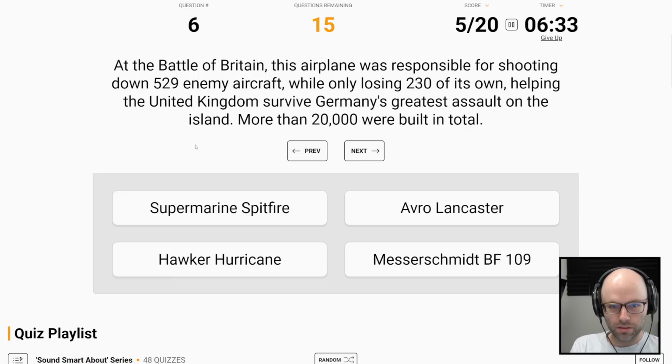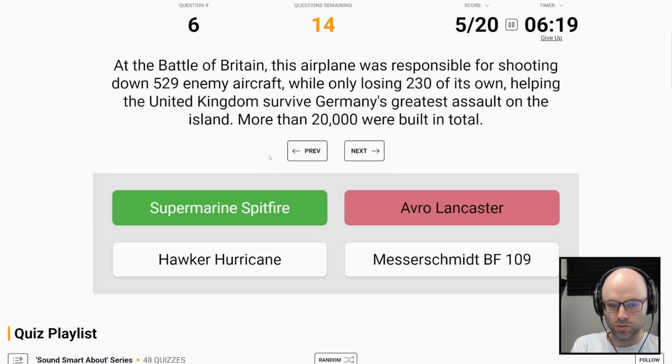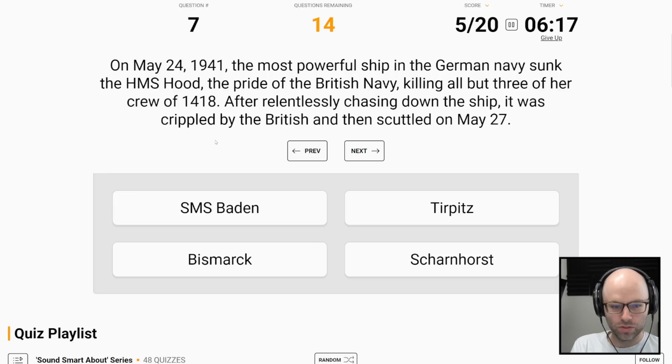This airplane was responsible for shooting down 529 enemy aircraft while only losing 230 of its own. Let's call it the Lancaster. It's the Spitfire. I should have known that one. Just take the easiest answer.